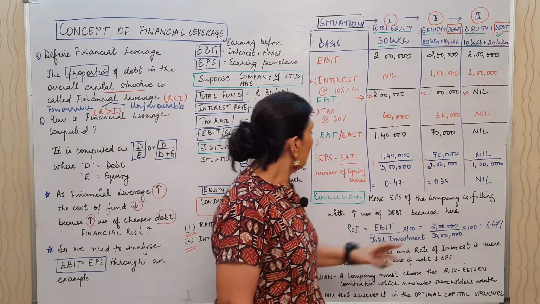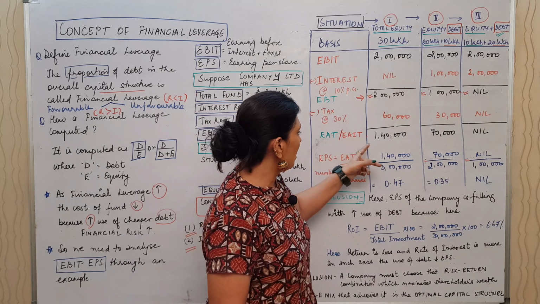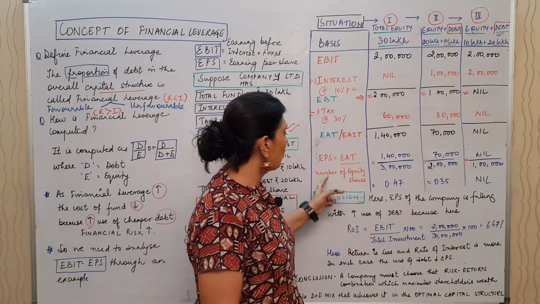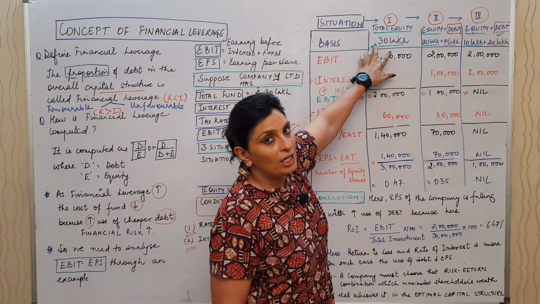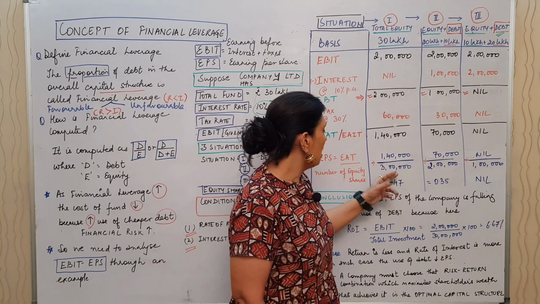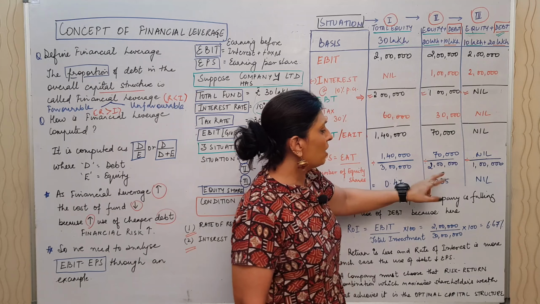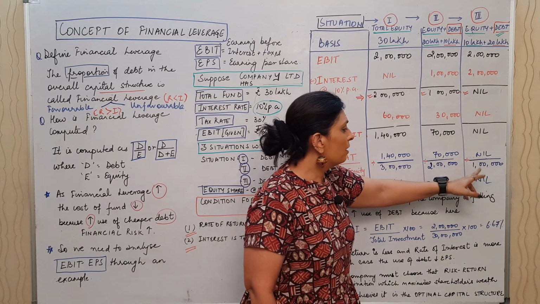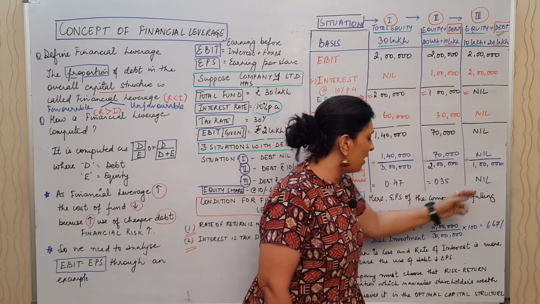Earning per share, the formula goes: earning after interest and taxes upon number of equity shares. This is 1,40,000. The equity is 30 lakh, 10 rupees is one share, so 3 lakh is the number of equity shares. Here 70,000 by 2 lakh, and here we have nil upon 1 lakh. Now 0.47, 0.35 and nil.